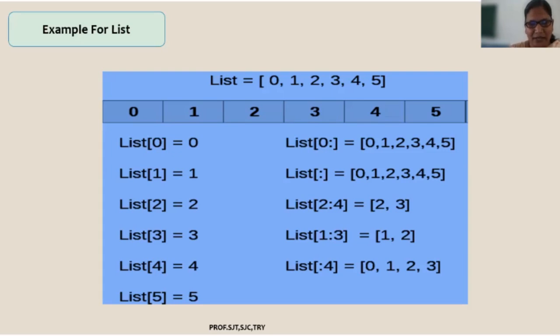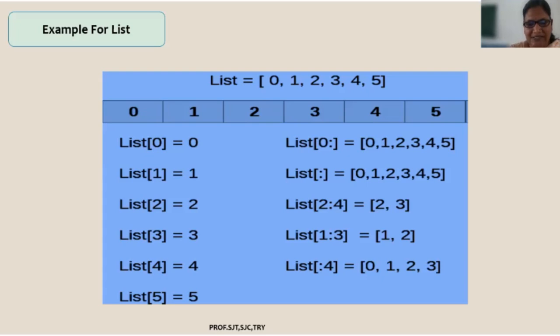List of 0 colon. What will it display? 0 to 5. That is, all the elements are displayed in the given numbers. List colon is also the same syntax as 0 colon. This will display all the numbers from 0 to 5. If I use list 2 colon 4, it shows only the second number and the third number. The second number is 2 and the third number is 3.